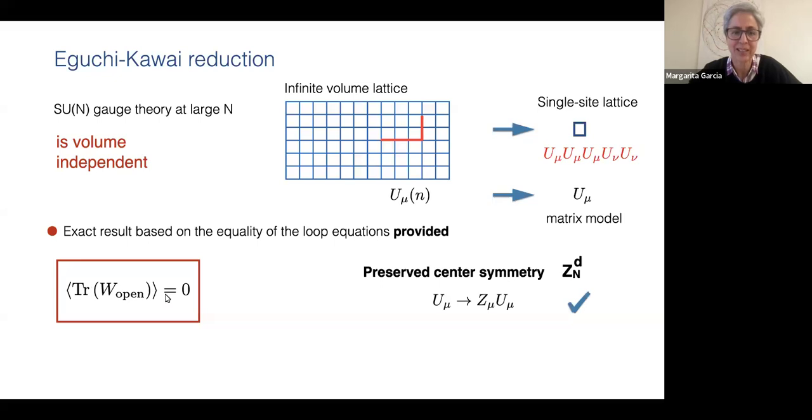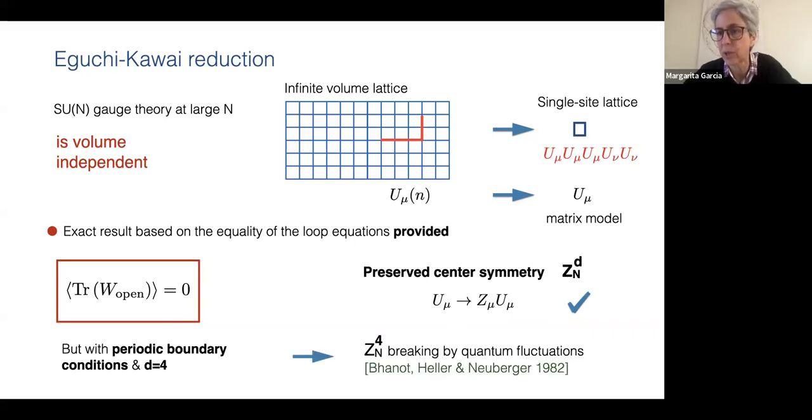So there is a requisite that gives you that these expectation values are 0, and it's invariance under the center symmetry. If any matrix can be multiplied by a center element, and if the center symmetry is preserved, these lines will average to 0, and the equivalence will hold. The problem with the original proposal by Eguchi and Kawai is that this symmetry is spontaneously broken.